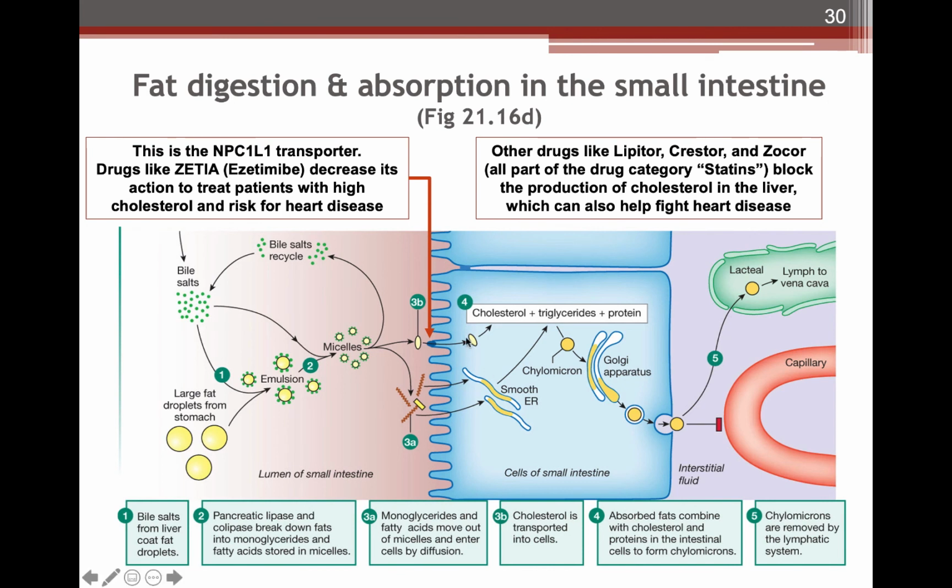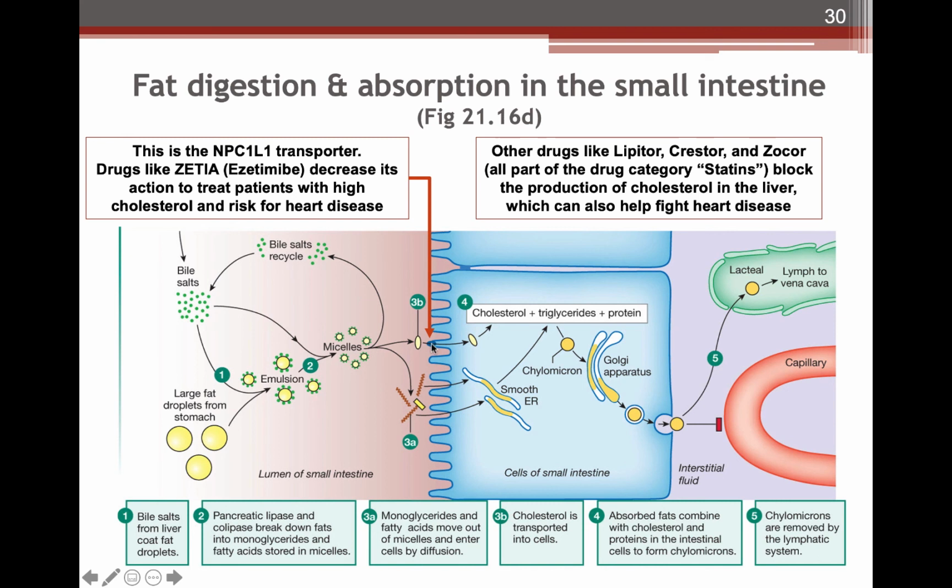Cholesterol, 3B right here, is another one of these amphipathic molecules. Amphipathic is a molecule that has a polar end and a nonpolar end. So it can't go freely across the plasma membrane here. It does go through a carrier protein, which they made very, very small here. I don't know why. That little blue egg shape right there.